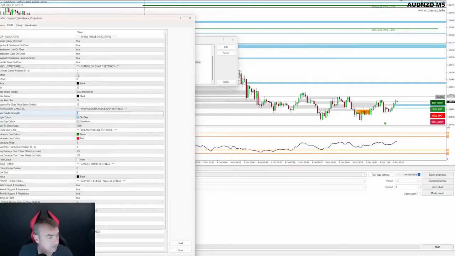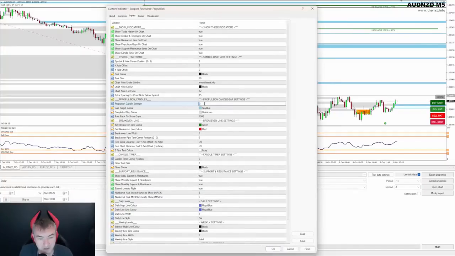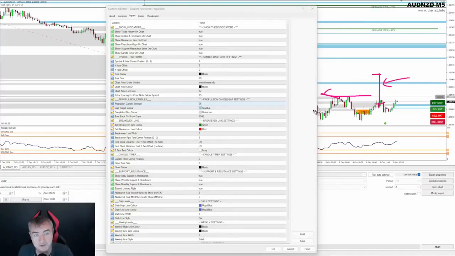So the propulsion gap indicator input here, propulsion candle strength, has to be 25. What that does is it looks at, when you get a large move, if that candle is bigger in size than the previous 25 candles worth of size. So it checks every candle, and if it's bigger than all of the candles before it, none of them were as big as that one, it goes, we're in. That's a propulsion gap. So that setting is set to 25, right?